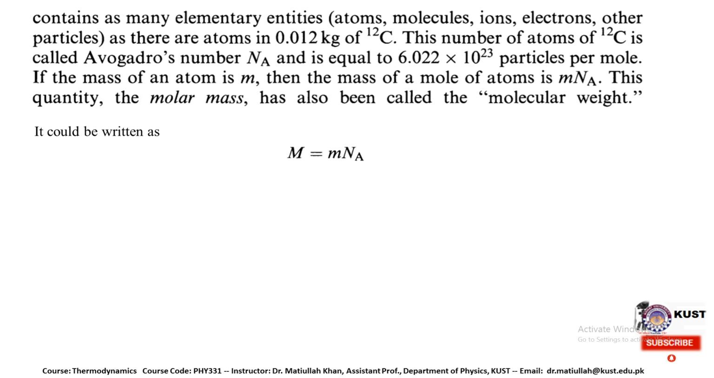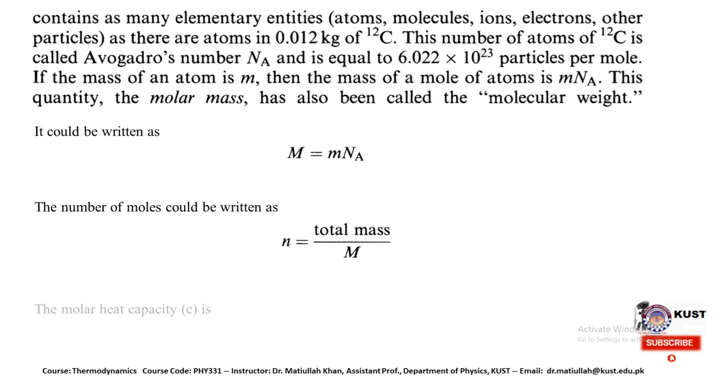So it could be written as capital M, the molecular weight, is equal to small m into Na. Na is the Avogadro number whose magnitude is equal to 6.022 multiplied by 10 to the power 23. So the same molar specific heat could be written as the total mass of the system divided by capital M. Capital M is called the molecular weight in this case. So this is actually called the molar specific heat.